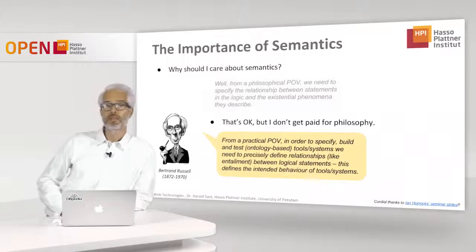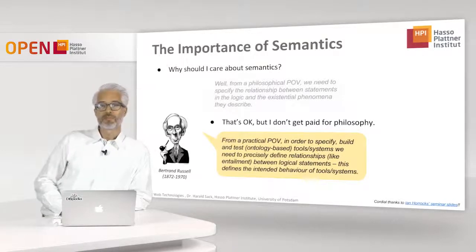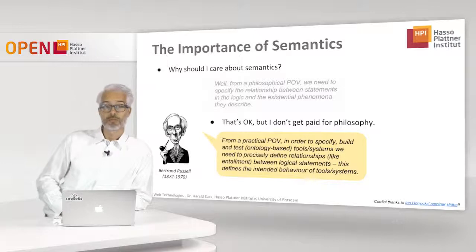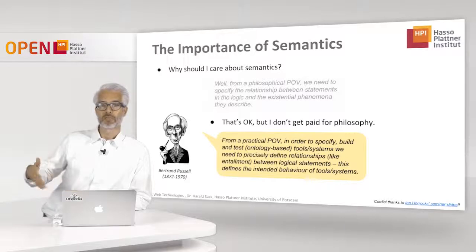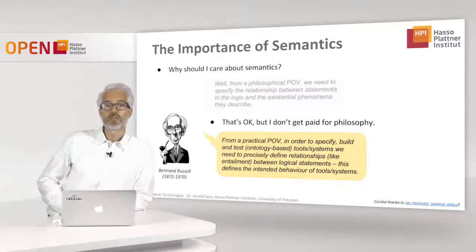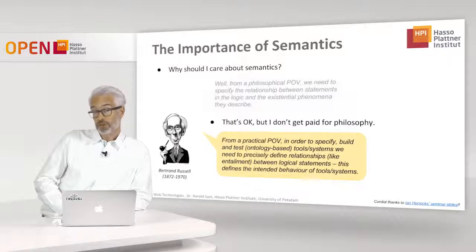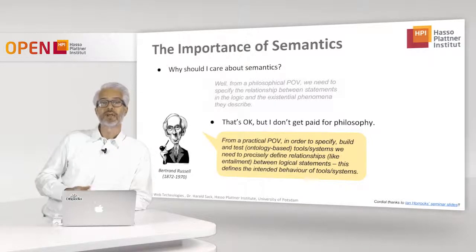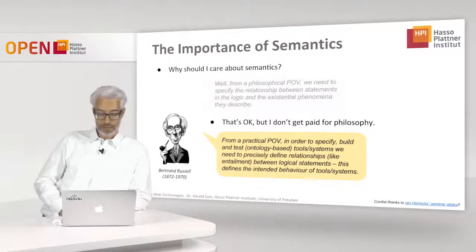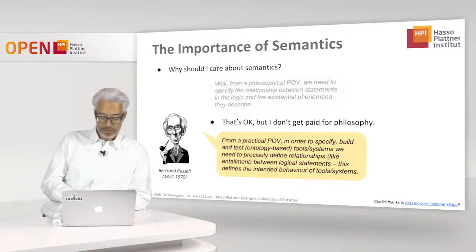He would say, from a practical point of view, in order to specify, build, and test ontology-based tools or systems, we need to precisely define the relationships, like, for example, the entailment relation, between logical statements, and this defines the intended behavior of tools and systems. Sure, so we need semantics simply to define these relationships and the intended behavior of things. This is then the so-called intended or intentional semantics. So this is quite important.